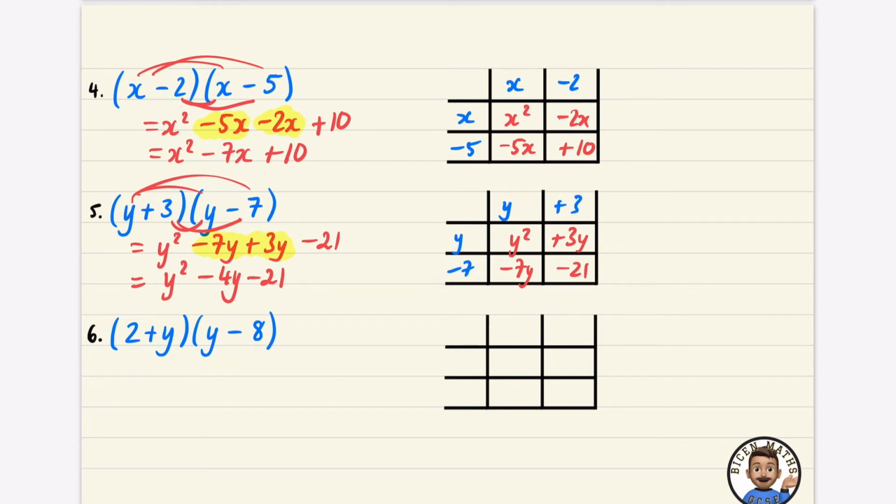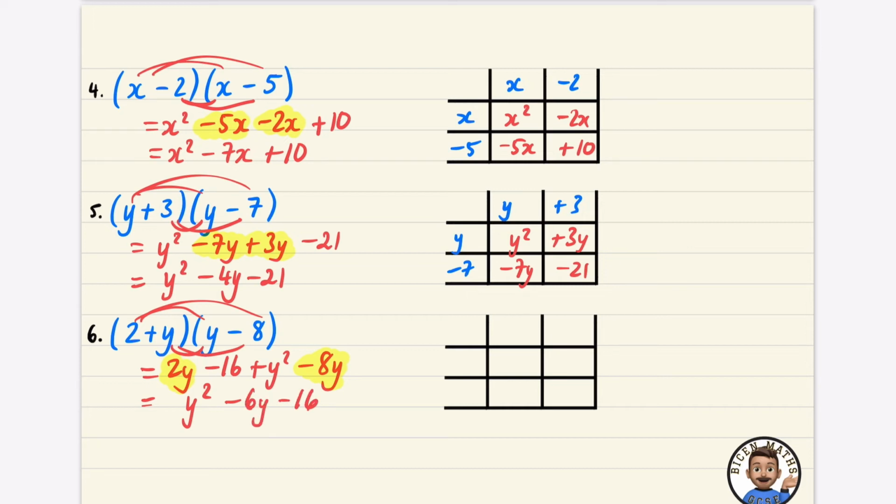Okay, so this one, we're going to have the 2 multiplied by y. That's going to give me 2y. The 2 times minus 8 is minus 16. The y times y is y squared, and the y times minus 8 is minus 8y. So just be careful of the ones that you can collect, which are the like terms. It's the 2y minus 8y. And 2 take away 8 is minus 6. Now we start off with y squared, minus 6y, minus 16.